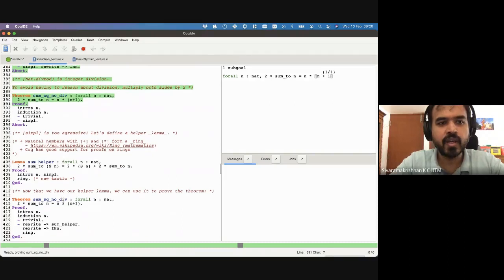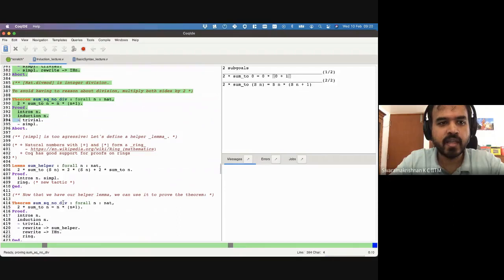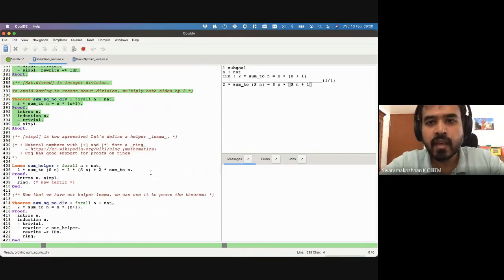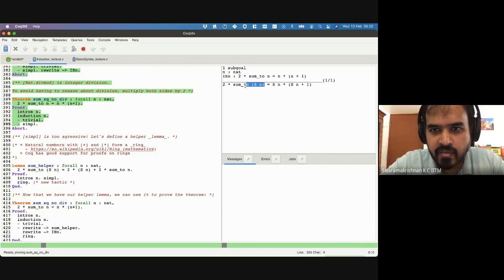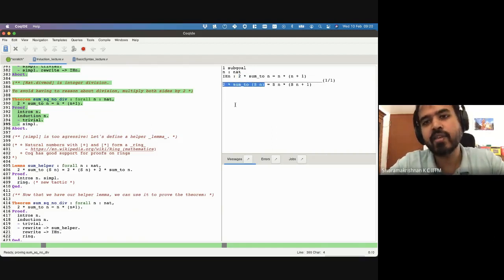So if we can do the same thing here, do the introduction, do the induction. First case goes through very simply. Second one, we see that we have an induction hypothesis where you have the term 2 times sum to n, right? So in order to apply this rewrite rule, the term has to be the same, syntactically the same, right? So the thing that we have here, which is where we are going to apply eventually, is 2 times sum to s of n, right?